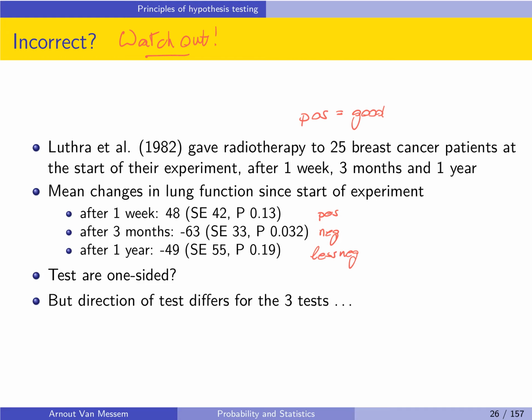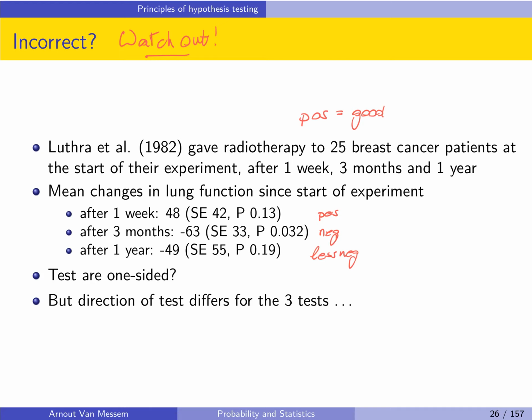So again, after 3 months, so between 3 months and 1 year, it seems that the lung function has increased again, has become better again. They did report the p-values, but they did not indicate which hypothesis they were testing. So you have no idea if the test is one-sided or two-sided, nor an idea about the direction of the test.